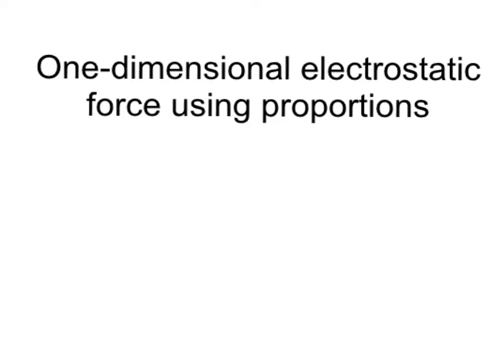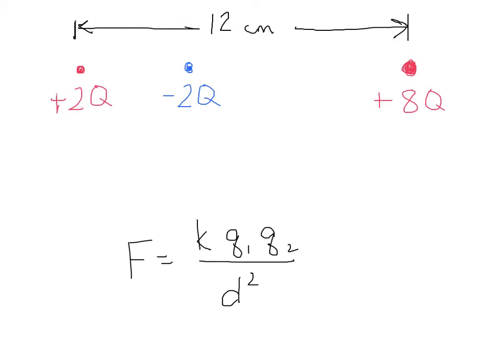Well, this is a quick demonstration of how we can use a shortcut by using proportions to solve a problem involving a force on a charged particle. The diagram here shows the setup where we've got three charged particles, two positive indicated by red and one negative indicated by blue, and their relative charges are shown.